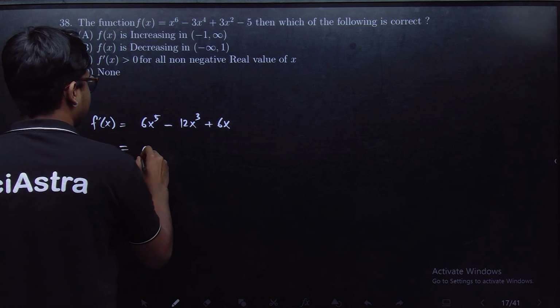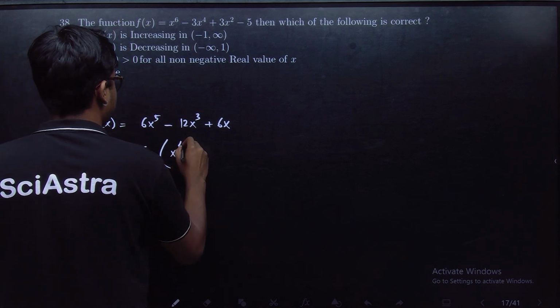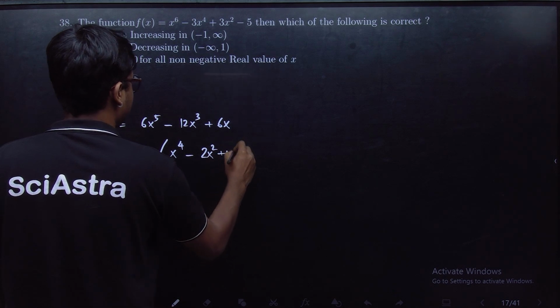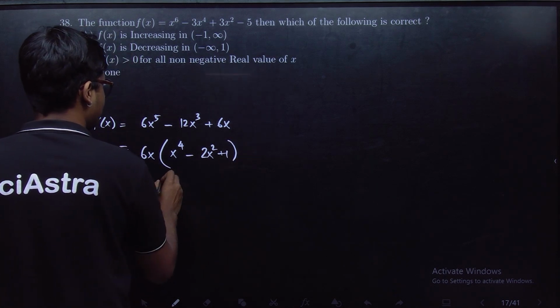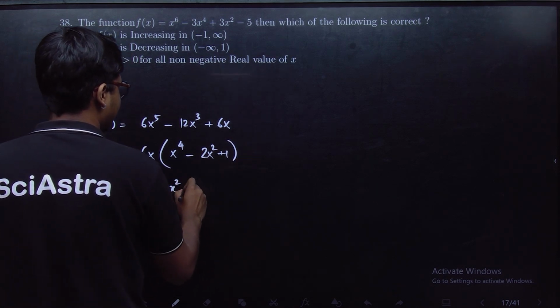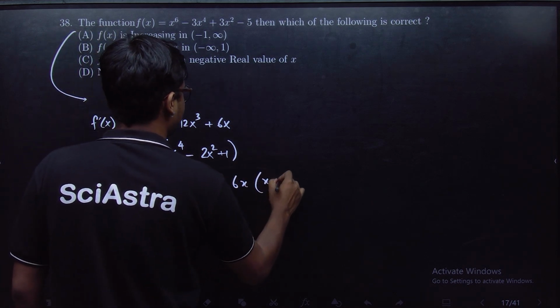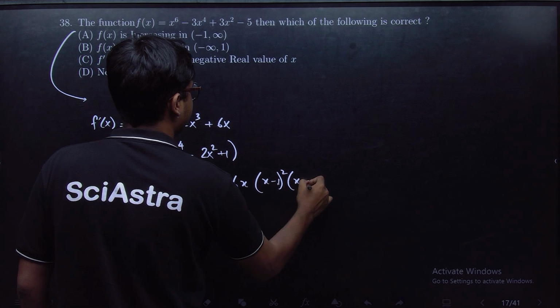Which gives you 6x, if you take it common, it's going to be x^4 minus 2x^2 plus 1, right? Which is nothing but 6x times (x^2 minus 1) whole squared, right? Which can be written as 6x (x minus 1)^2 (x plus 1)^2, right?